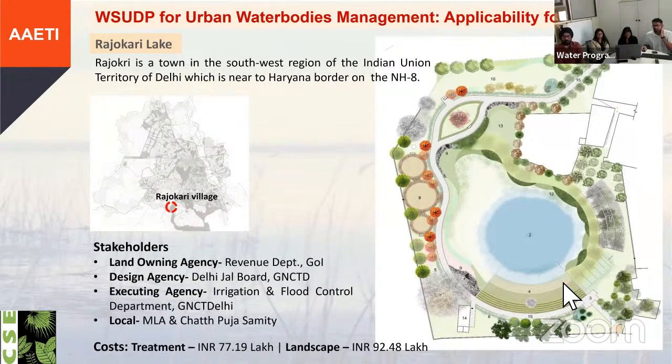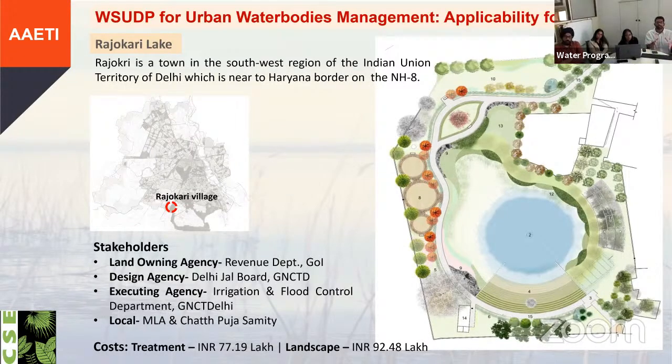Now that had a cost of around 77 lakhs. And they also proposed a very scenic landscape around the water body, which includes stormwater drains, swales, open gym, a chhat area, and also a park around the water body, which was a cost of almost 1 crore.